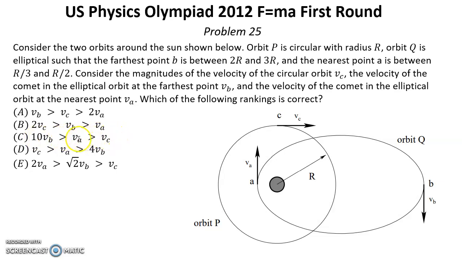And now let's check VA greater than VC. If at this point we had a circular orbit at a small distance, the speed VA would be greater than VC, but this orbit is not circular, it's elliptical. It means that this speed must be greater than for a circular orbit. So in any case VA must be greater than VC. So C is the correct answer, and we don't even need to check answers A, B, D, and E.